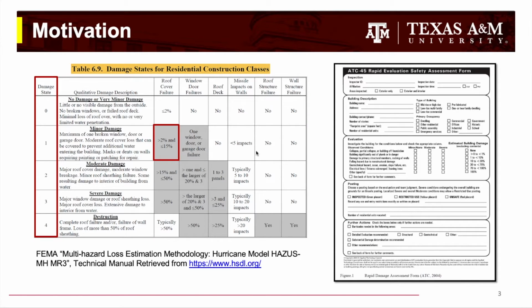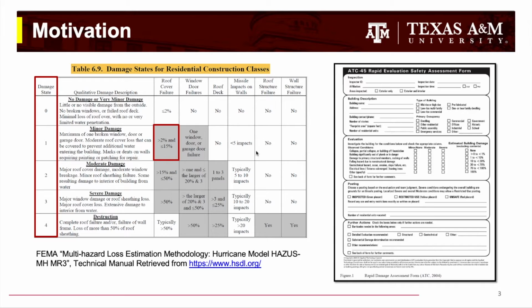During the PDA process, the investigator would collect the data based on the assessment form on the right-hand side. The forms are designed to be filled out very quickly and can help the investigators to easily determine the damage state of each building. Also, there are quantified values to help the investigator to determine the damage state. The forms are actually based on the FEMA manual, which is shown on the left-hand side.